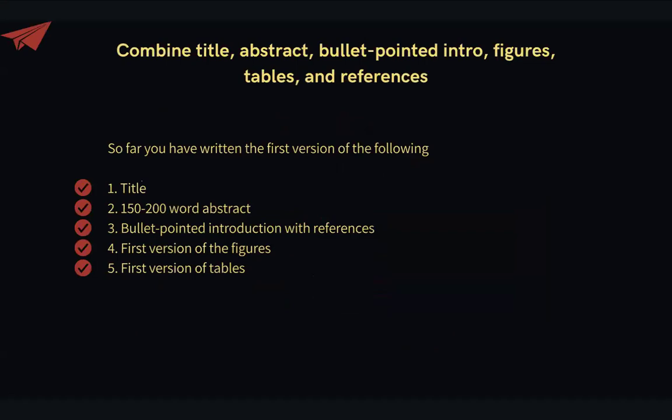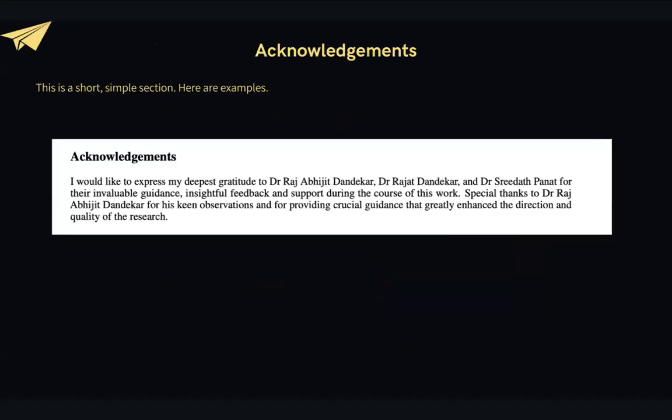We are ready with title, abstract, introduction, tables, figures, and this actually forms the skeleton of your research paper. Acknowledgements is a very simple section where you express your acknowledgement to whoever you would like to thank. You can mention the names of those people there. It's a comparatively simple, short section.